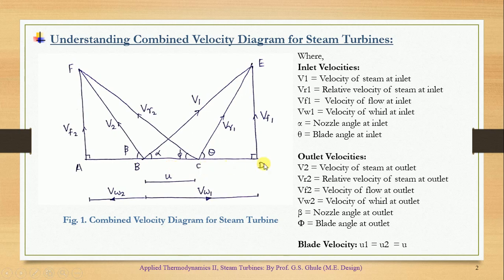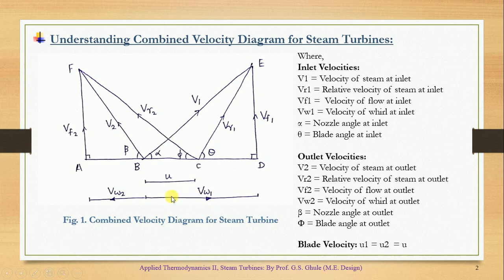So this BD can be given by what? We can call it V1 cos alpha, because BD is my adjacent side. So this BD is nothing but V1 cos alpha, or I have represented this as VW1. This DE is my vertical component, which is exactly opposite to this angle alpha. So we can call DE as V1 sin alpha, or I have mentioned it as VF1.